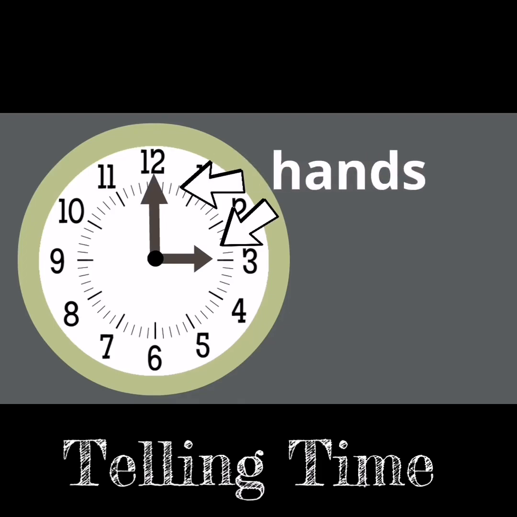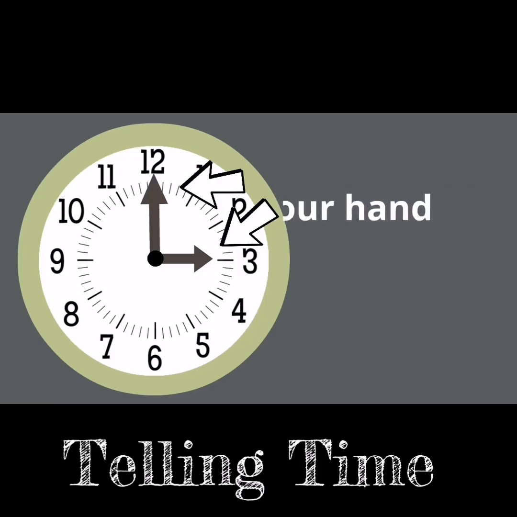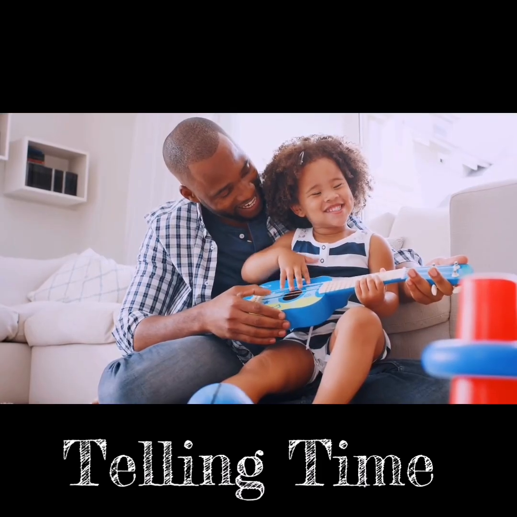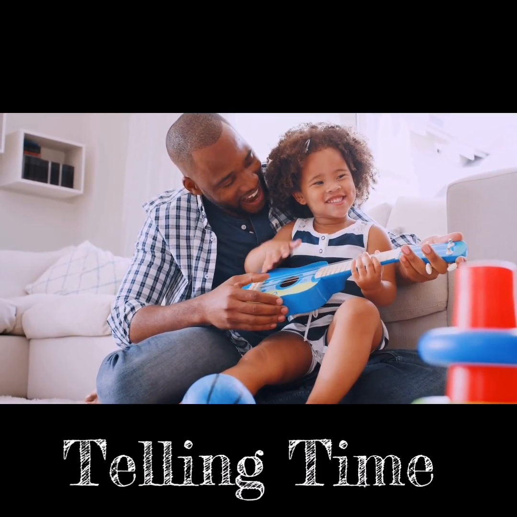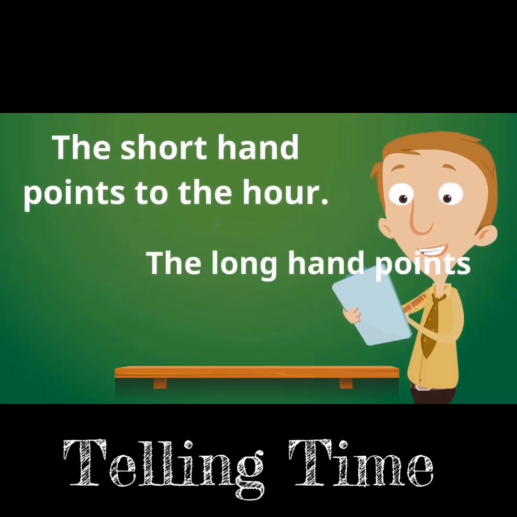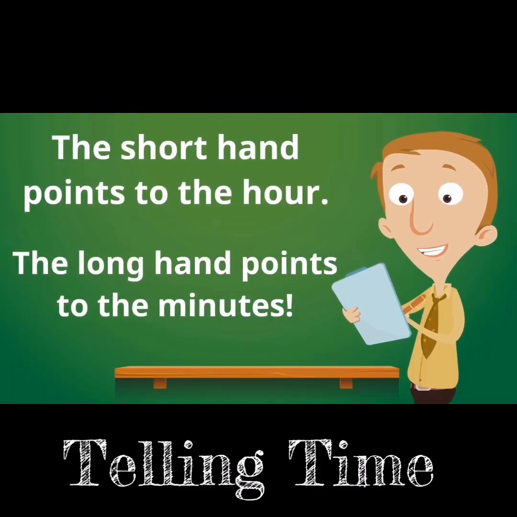The shorter hand is the hour hand. It shows us what hour it is. The hour hand is short. The longer hand is the minute hand. It points to the minutes. It's silly, even though an hour is longer than a minute, the hour hand is shorter. The hour hand is the short hand, and the minute hand is the long hand. So just like you, analog clocks have a face, and usually have two hands. The short hand points to the hour. The long hand points to the minutes.